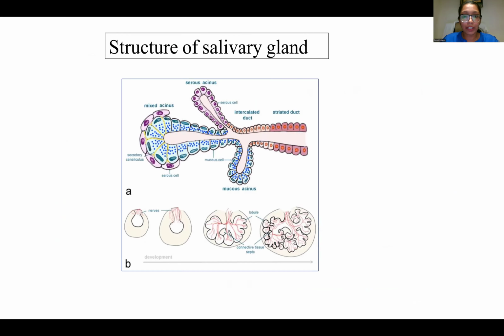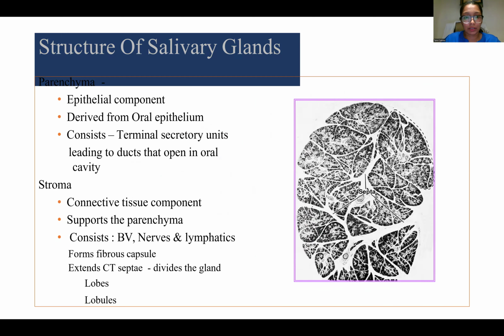So here also we can see that this is the acini. The cells can be serous, mucous, or myoepithelial cells. This is the central lumen, and they are going to be connected by an intercalated duct and a striated duct, which further lead into forming the main excretory duct.